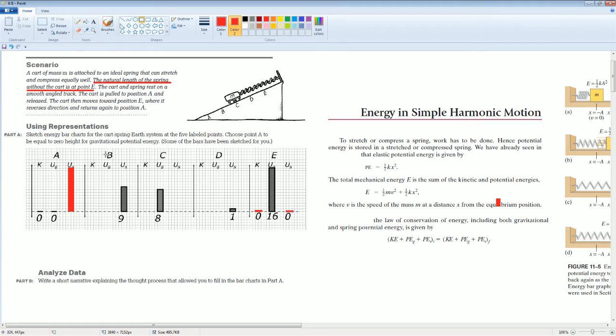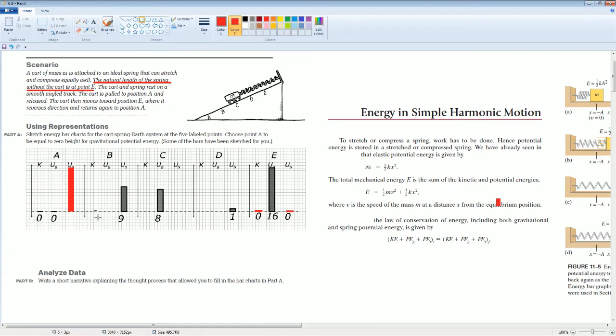What about here? For it to go from here to here, energy has to be transferred, right? So when it's at B, is it going to have kinetic or potential? A lot of people think it's all kinetic. Is it all kinetic? No, it can't be all kinetic, because as it moves to point B, do you see how here it gains some height?